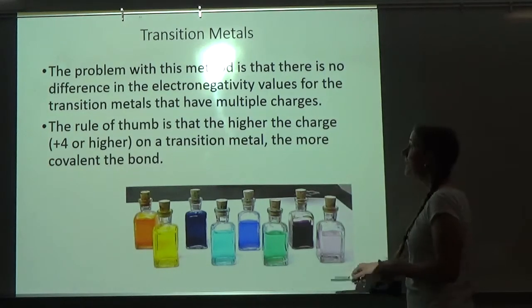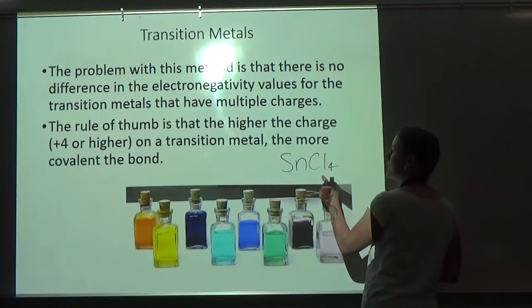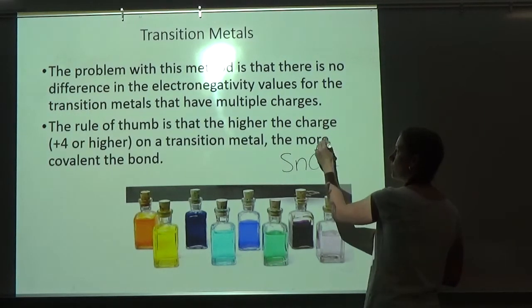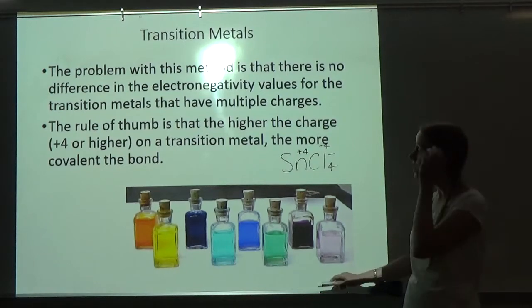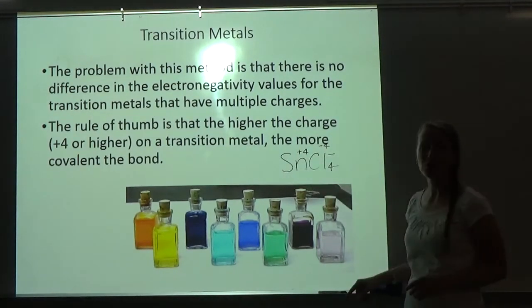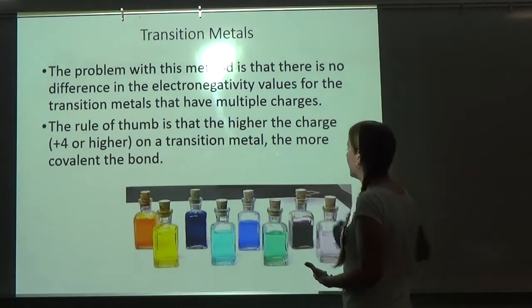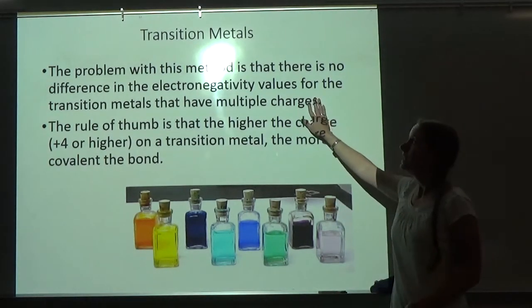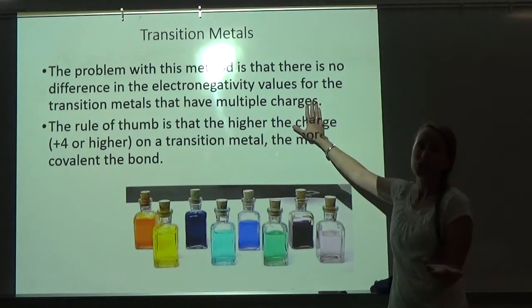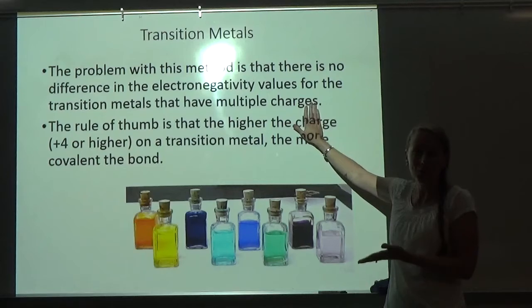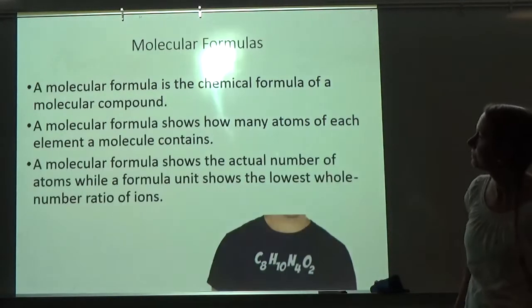So if you look back on the previous slide, SnCl4, Cl is -1, but there's 4 of them, so that's -4. So tin has to have a +4 charge. That's why, even though this is a metal and a non-metal, it tends to be more covalent. And like I said up here, if you look at an electronegativity chart, tin is only given one electronegativity, whether it has a +2 or a +4 charge. So that's why sometimes that method doesn't work as well.